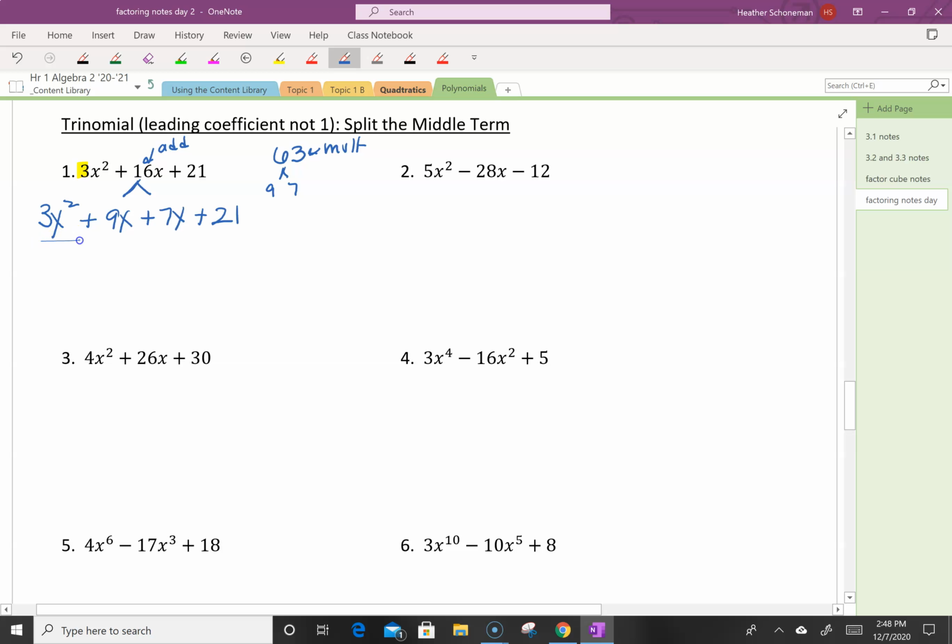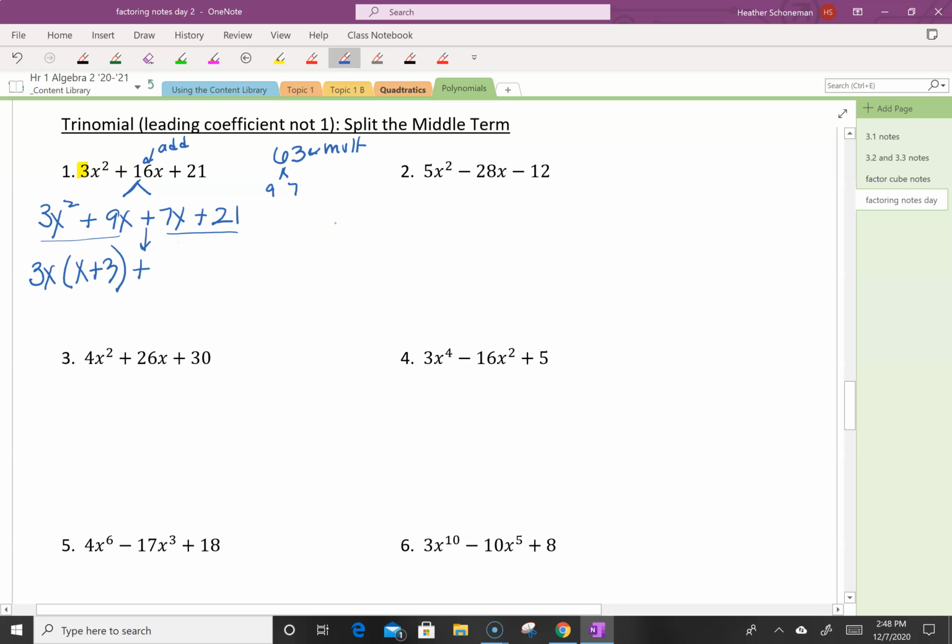Now we're going to factor by grouping. So I'm going to look at the first two. What can I factor out of that? What's the greatest common factor? Well, the greatest common factor is 3x. So I'm left with x plus 3 when I take out the 3x. Whatever sign is in the middle, I copy it straight down.